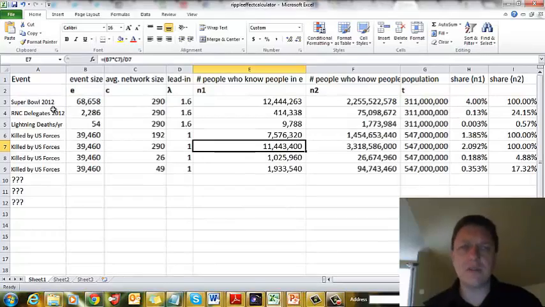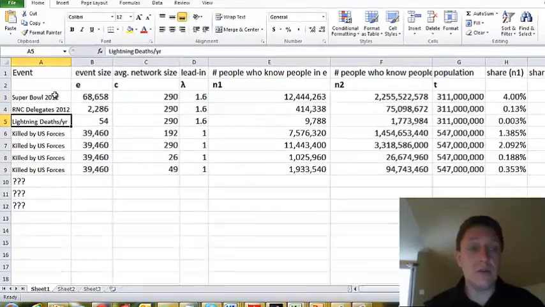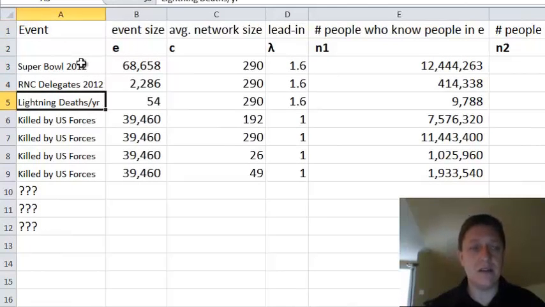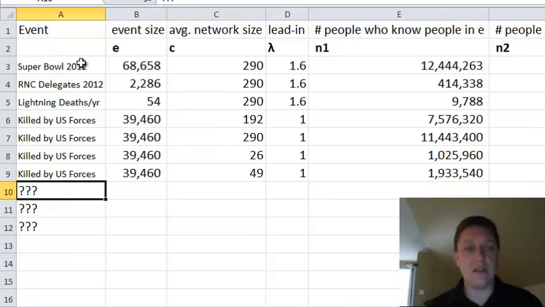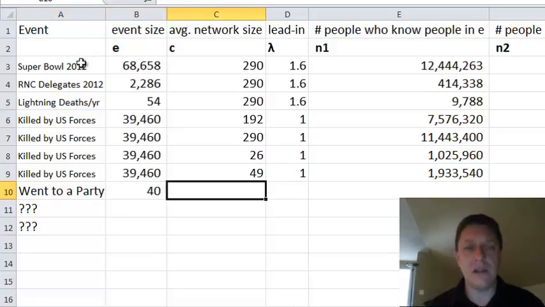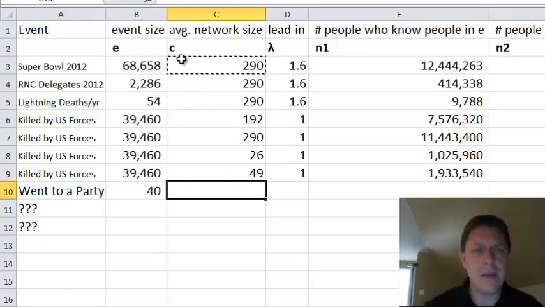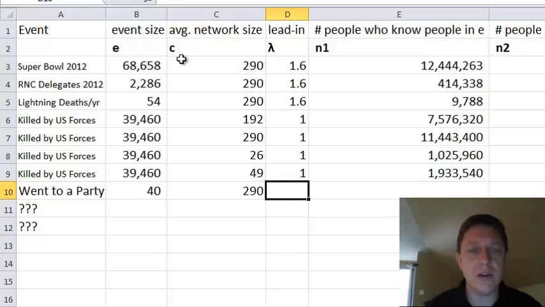The first thing you have to do is name an event. You simply go to a cell, type a label, event, and then name an event. It could be anything. It could be went to a party, a particular party with 40 people in it. Well, that party has people in it, and those people know people. How many people? We know from Bernard et al. that you'll be acquainted with 290.